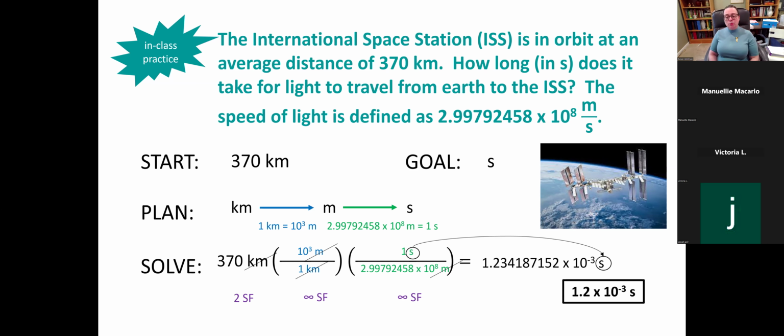All right, so 1.2, that's our 2 significant figures. We're just going to let it go, since it's a 3 that comes after the 2. 1.2 times 10 to the minus 3 seconds.